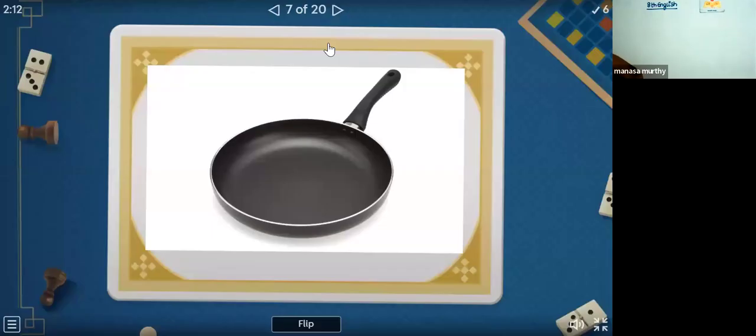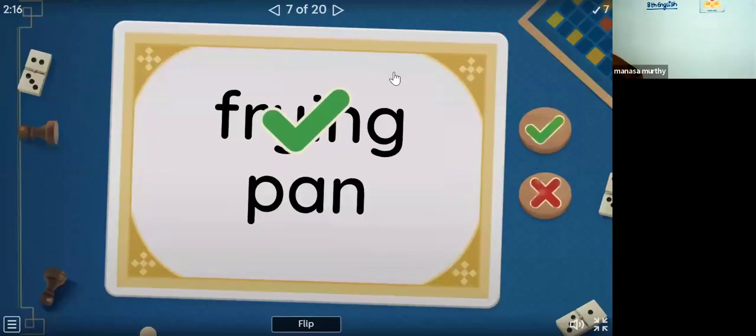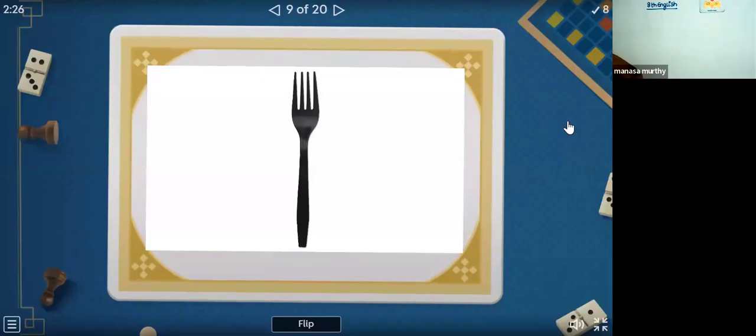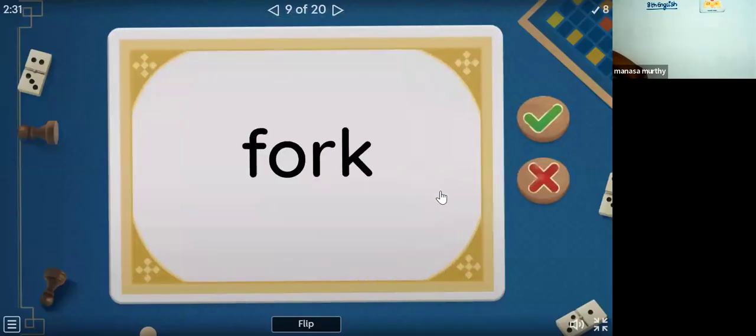This one, it is a frying pan. Yes, one of the centers has guessed it correctly. It is a frying pan. Pan. Plate. This one, easy one. A fork.